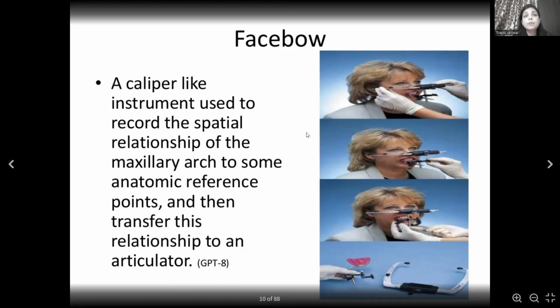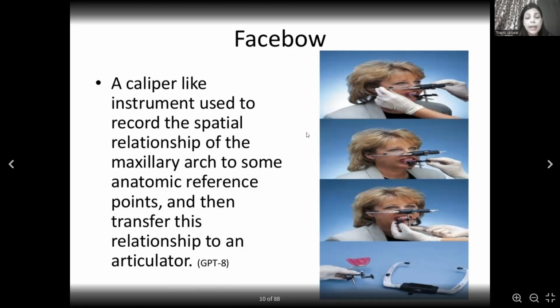A facebow is a device which will help us to record the relationship of the maxilla and mandible to the opening axis of the jaws. We are not recording the relationship of the jaws to any anatomical reference points. We are recording the relationship of the maxillomandibular complex to the opening axis. And when this relationship is recorded, it is transferred to the articulator. So the casts are articulated in the same opening axis as in the patient's mouth, and we fabricate the prostheses in the same way. So the facebow helps us to record this relationship and transfer it to the articulator.